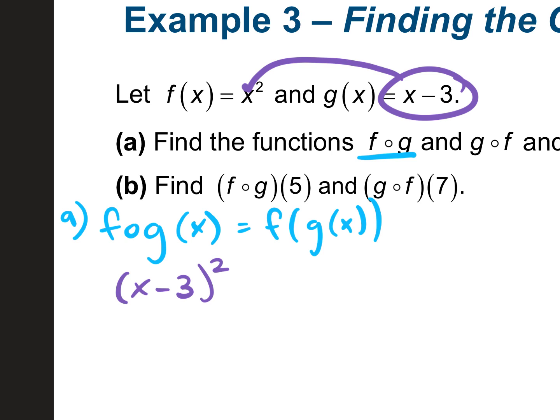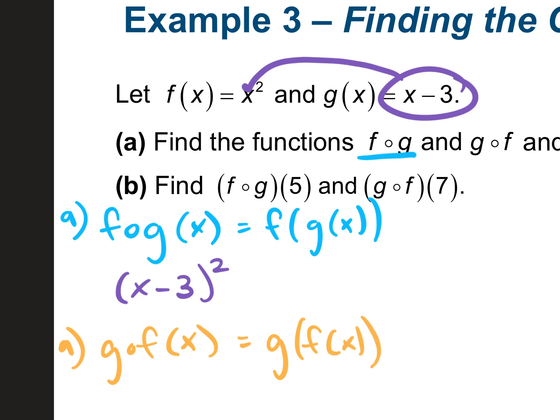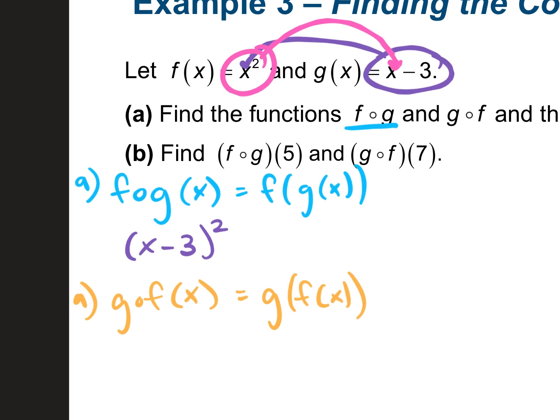Now let's find our function g of f. We want to find g of f of x, which is the same thing as written like g of f of x. So now we're taking our function g, we're taking our function f, the one on the inside, and plugging it into g. So we take our function f and plug it into g. So this would be x squared minus 3. Any questions there?